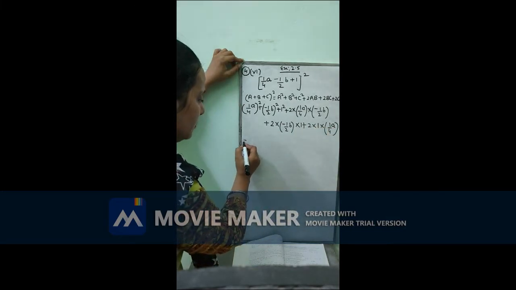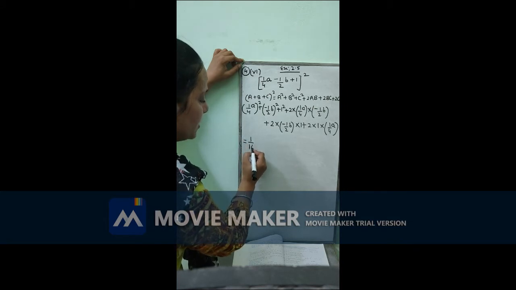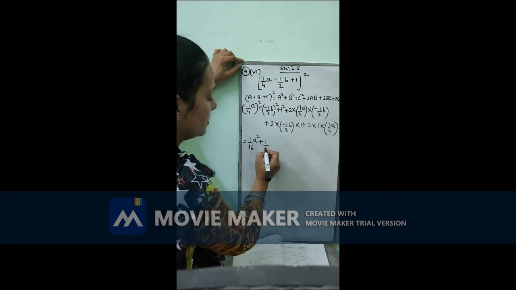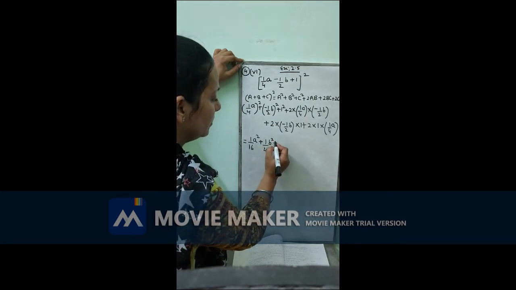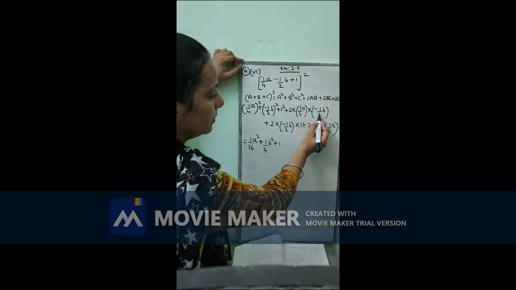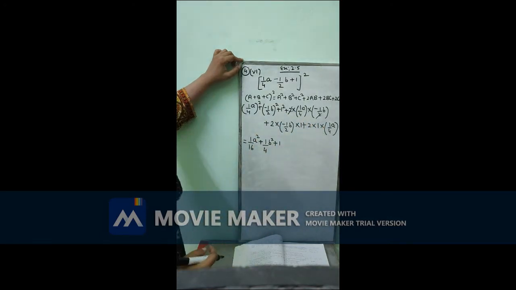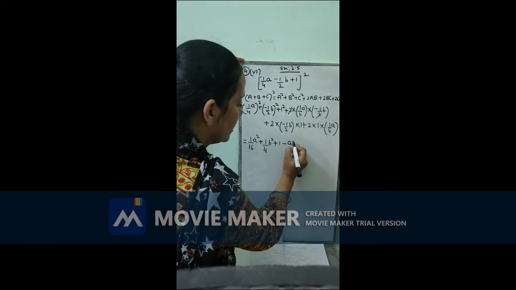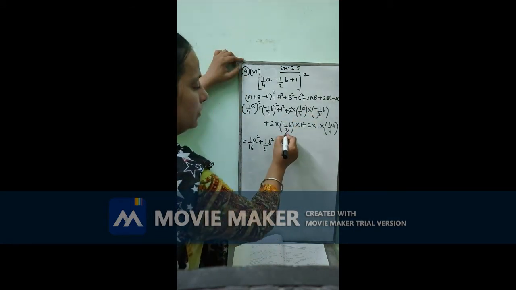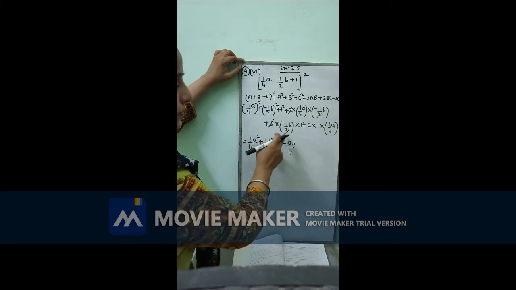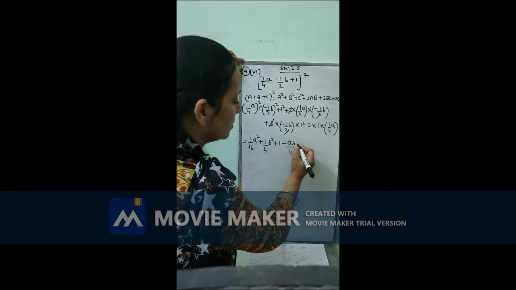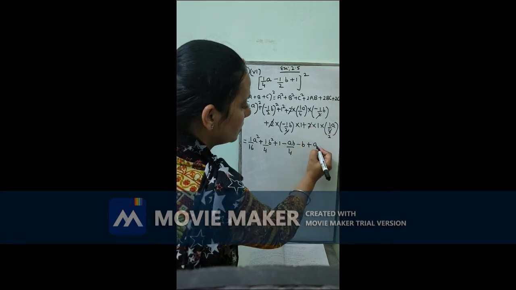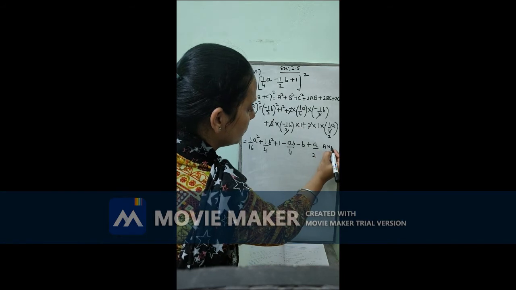What will be the answer? 1 the square 1, 4 fours are 16 a square, minus square is plus, 1 by 2 square is 1 by 4 b square, 1 square is 1. Here you will try cutting if it is possible. Plus minus minus ab upon 4. Then 2 and 2 are cancelled, in this term also. Plus minus minus only b. 2 and 4 are cancelled. You will get a by 2. This is your final answer.